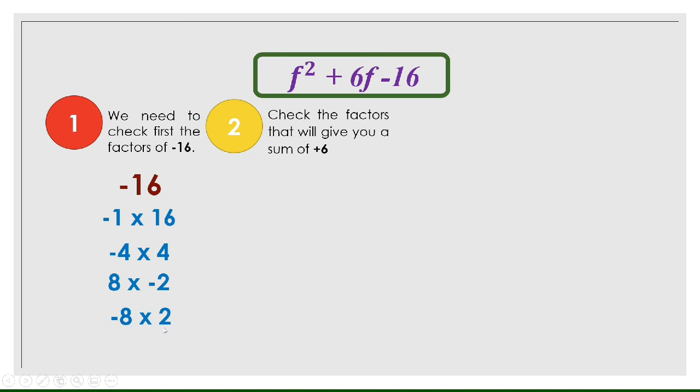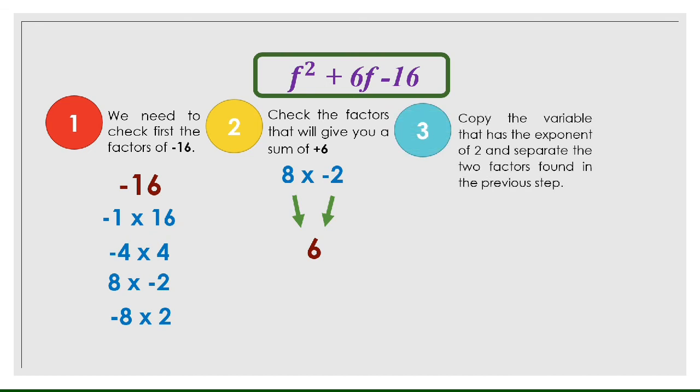So negative 8 plus 2 would give you negative 6. So it's not correct. How about 8 and negative 2? So 8 minus 2 would give you positive 6. So the factors that we're looking for are 8 and negative 2. Kasi kapag pinag-add natin si 8 and si negative 2, it would give you the answer of positive 6. So, the third step is to copy the variable that has the exponent of 2 and separate the two factors found in the previous step.